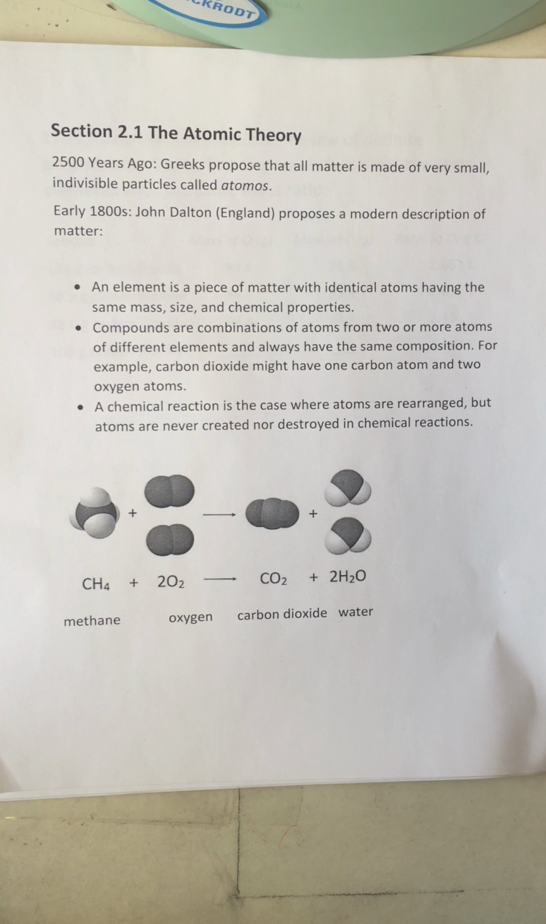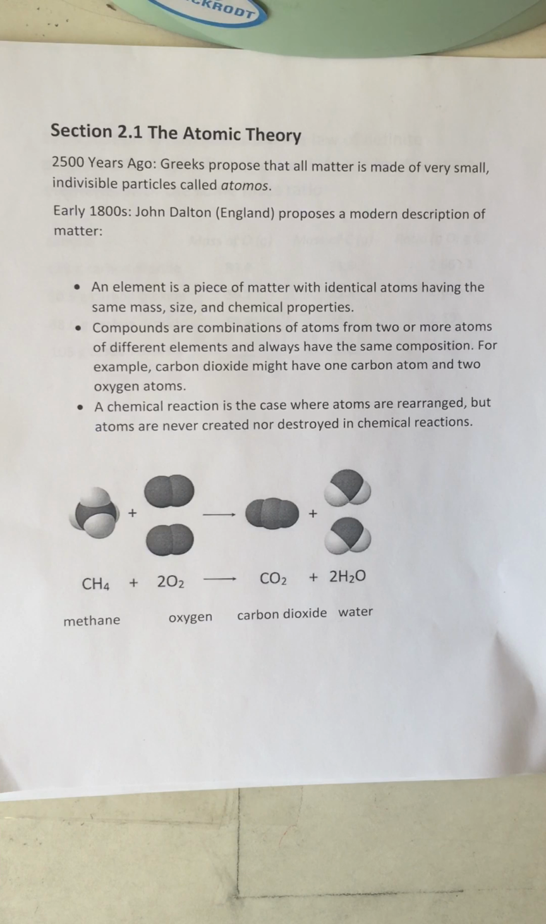A chemical reaction is the case where atoms are rearranged, but atoms are never created, nor are they destroyed in a chemical reaction. So we've all probably heard of atom smashers, which are these high-energy particle physics devices that can be constructed that can break up atoms into smaller particles. Those do exist, but a chemical reaction is not nearly as highly energetic as an atom smasher. So in a chemical reaction, we can't destroy or create atoms.